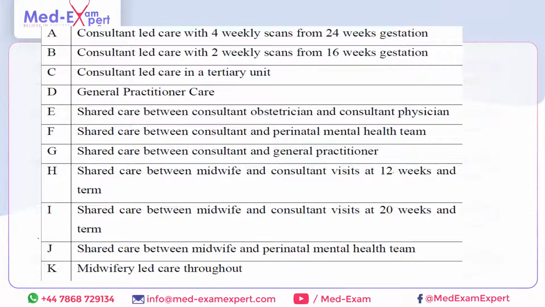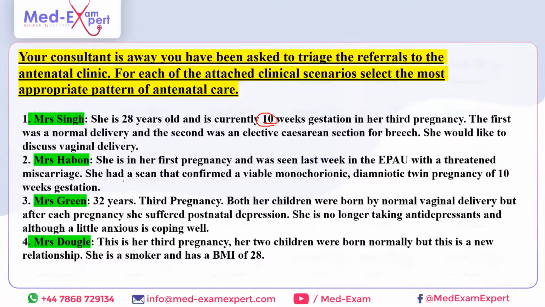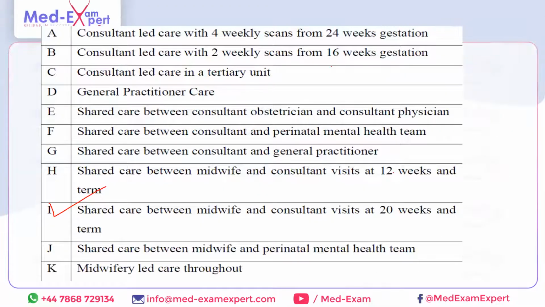All right. So yes, your answer was correct for this. Then our next case was she's in her first pregnancy and last week seen in the early pregnancy assessment unit with a threatened miscarriage. She had a scan that confirmed a viable monochorionic diamniotic twin. So yes, she is monochorionic, so she needs the fortnightly scan from 16 weeks of gestation. So yes, it was correct as well.